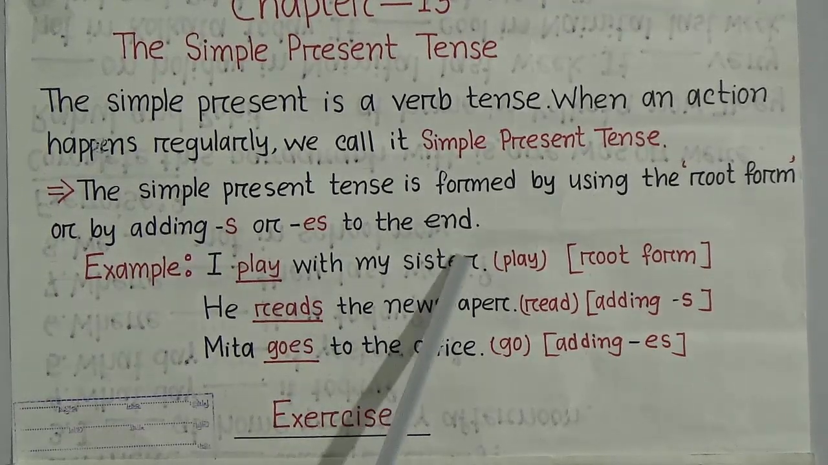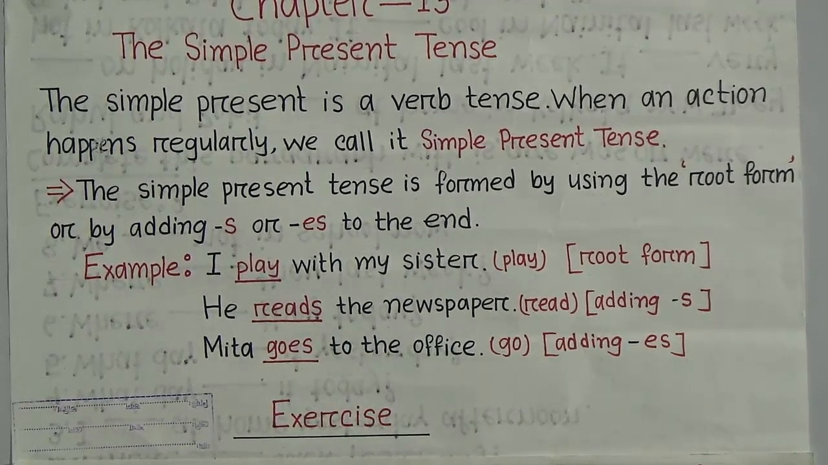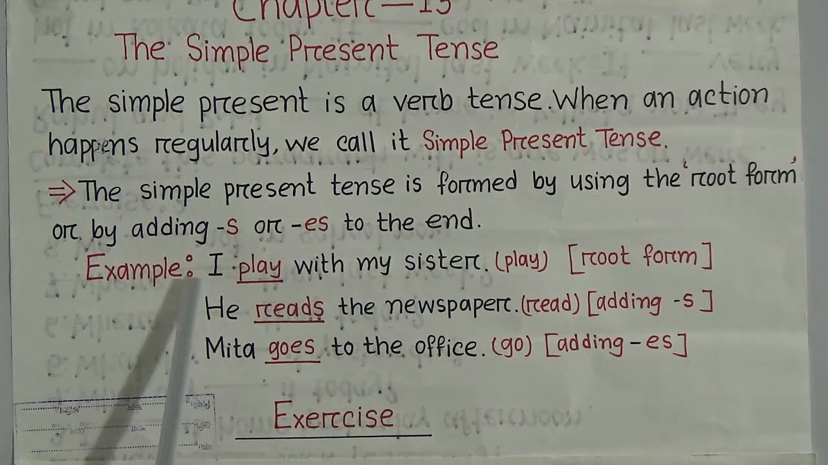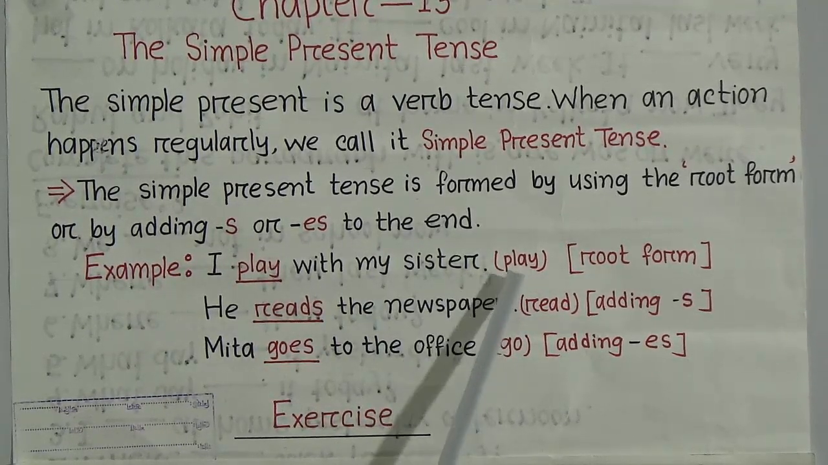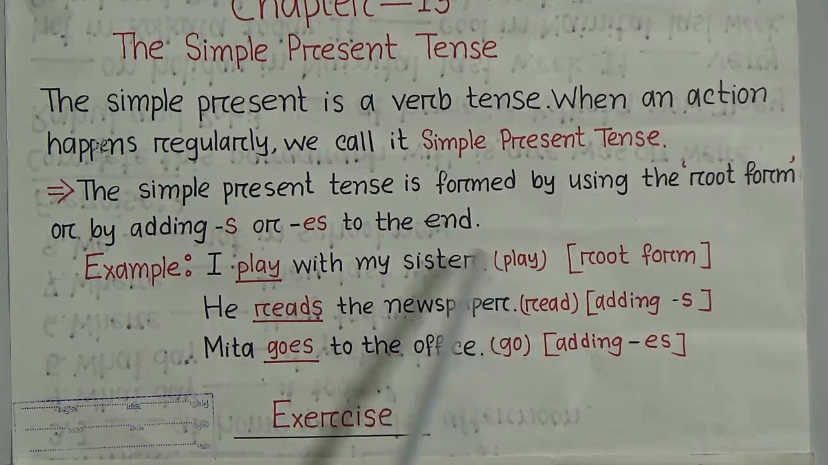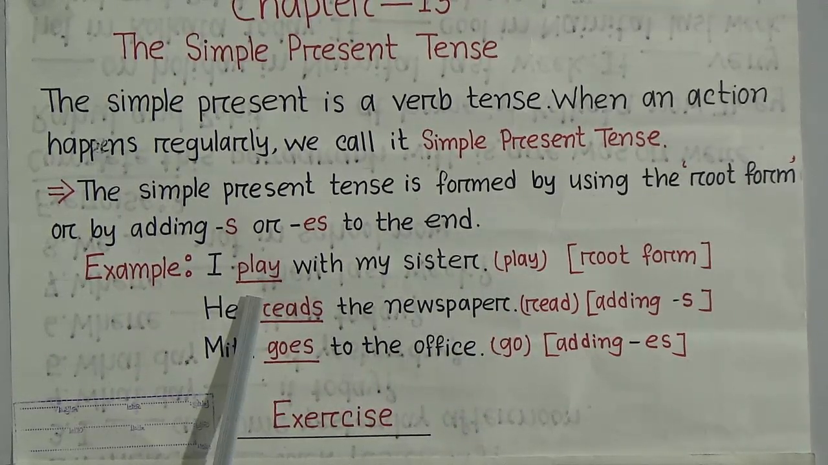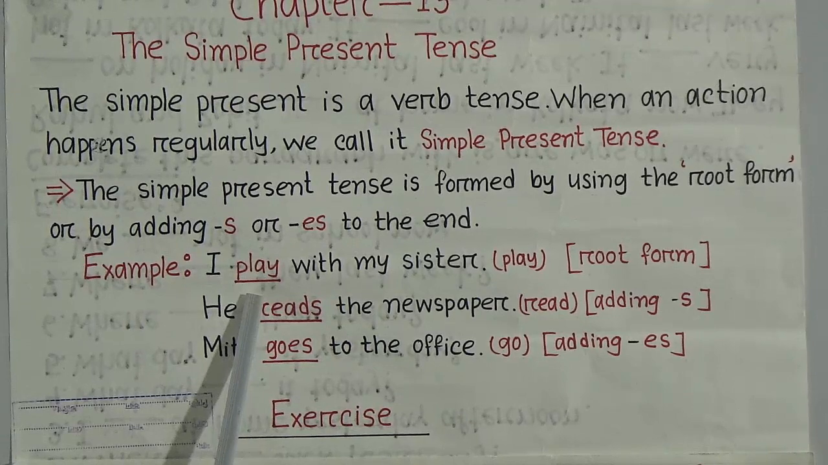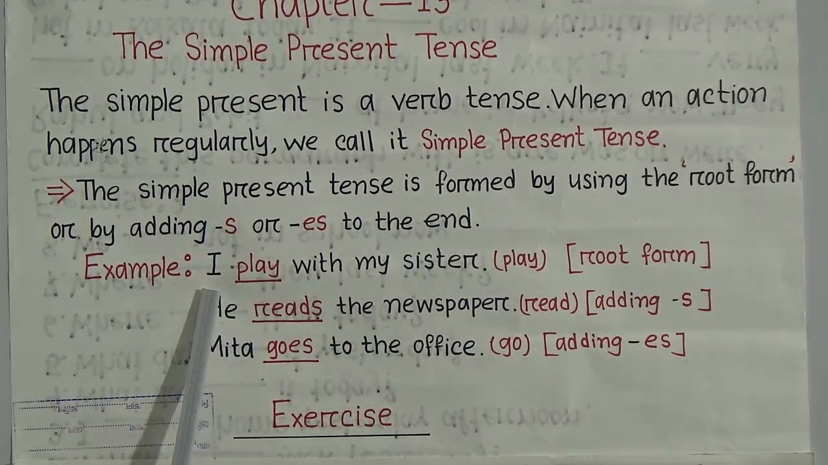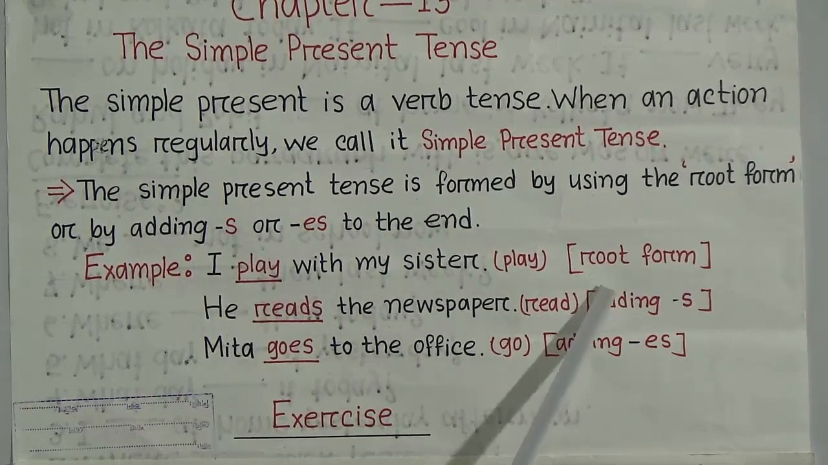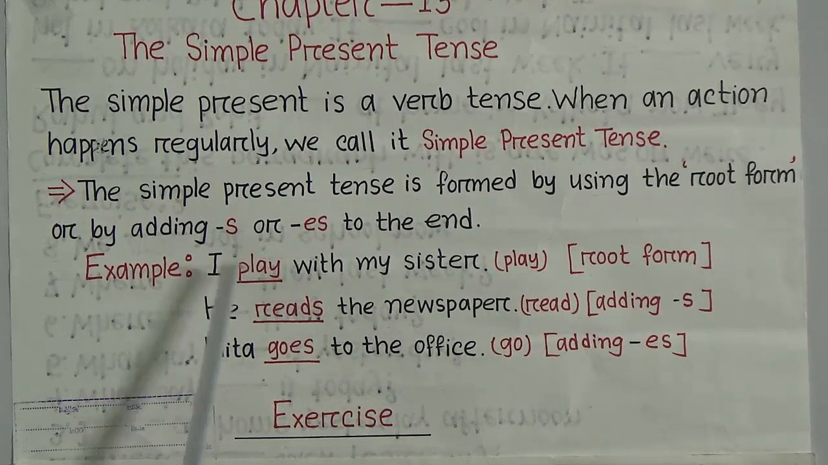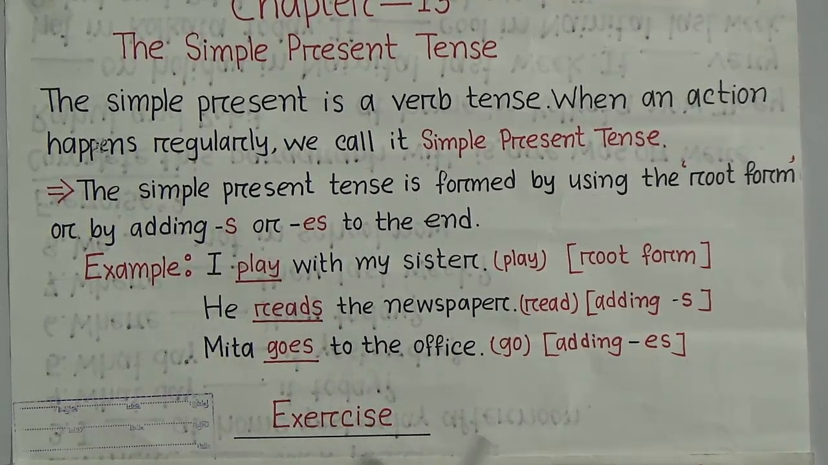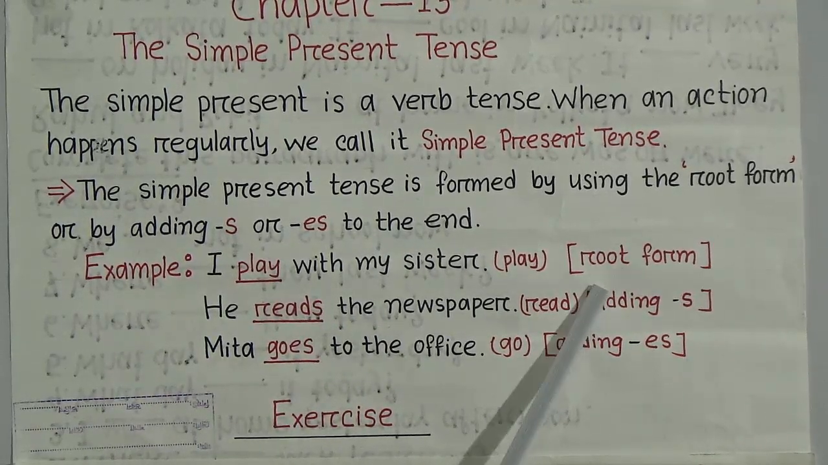Students, if you look at these examples, your concept will be clear. I dash with my sister. Here the given word is play. If you write play in the gap, it will be correct because the subject is I. It's first person, and with first person you have to use the root form. I'm saying again, with first person, for the simple present tense, you have to use the root form.